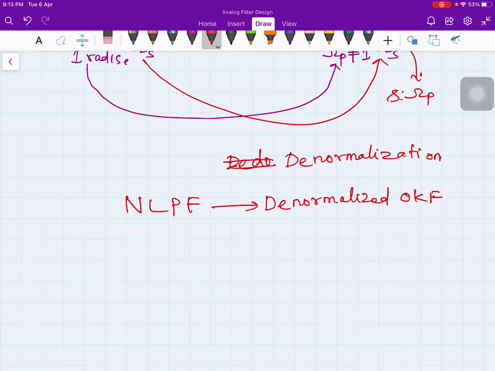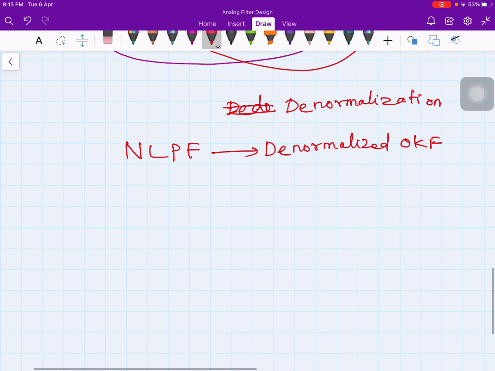So the starting point is always a low pass filter, but always a normalized low pass filter. But in practice we don't use a normalized low pass filter, right? Based on the customer requirement we need to design a filter. Therefore we start from a normalized low pass filter and then convert it to a denormalized low pass filter or whatever other kind of filter. First we have to see how a normalized low pass filter can be transformed to a denormalized other kind of filter.